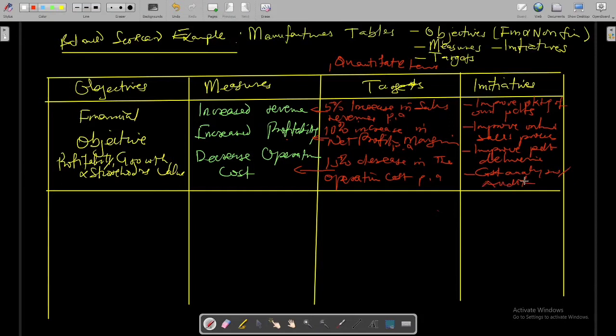So basically the initiative, this is not an exhaustive list, but it's basically looking at how we will be able to achieve these targets, looking at what we are expected to do as a company internally to achieve these targets. Hope you get me. Then let's look at the customer perspective.